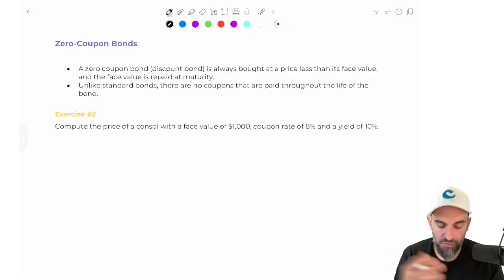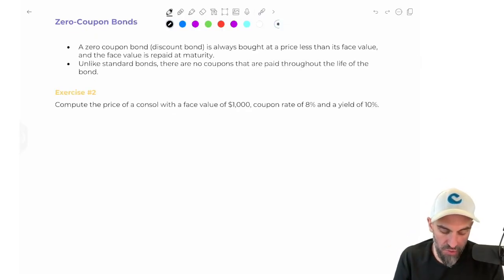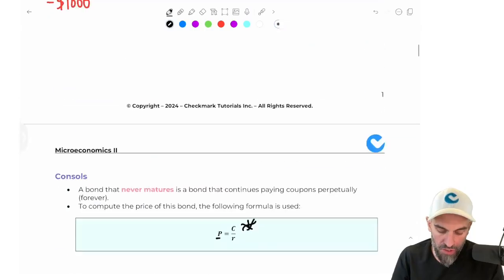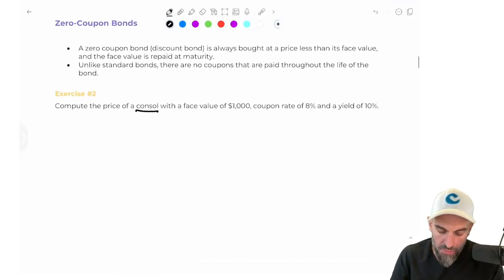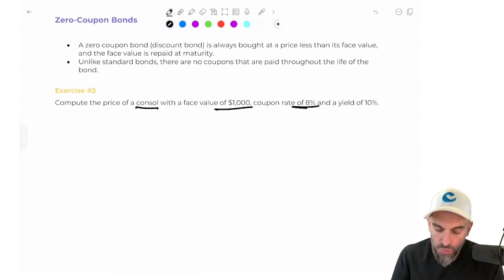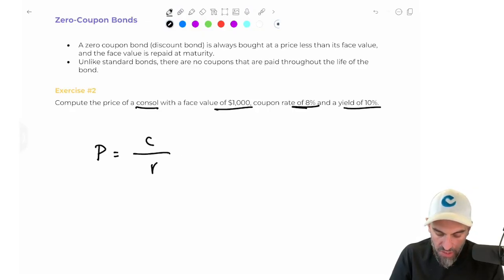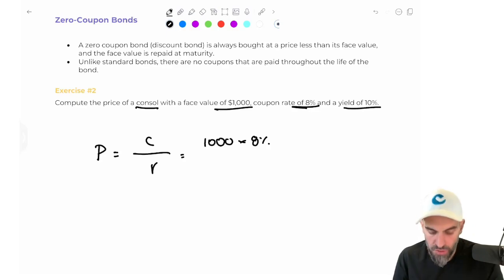So I want to show you guys how to deal with these things. So we'll start with exercise number 2. What is the price of a console? Okay, so that's a perpetual bond with a face value of 1,000, a coupon rate of 8, and a yield of 10. So since the price is the coupon divided by the rate, and the coupon I just showed you guys was the face value times the coupon rate, the numerator would be $80, and the yield is 10%.